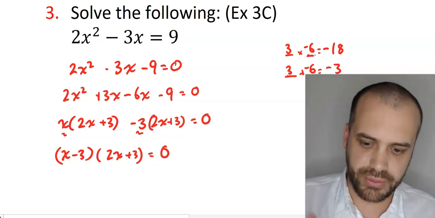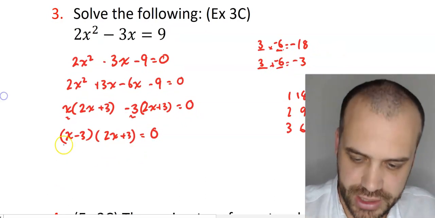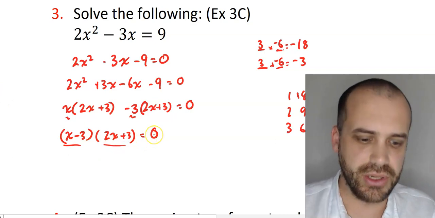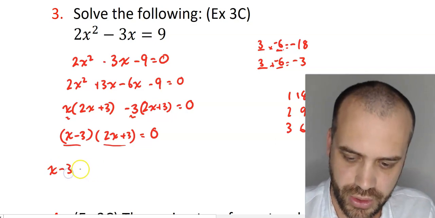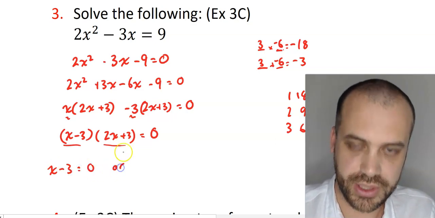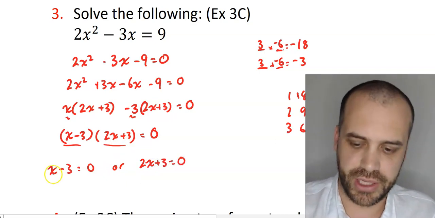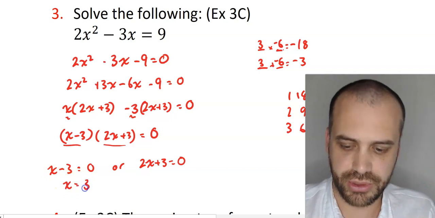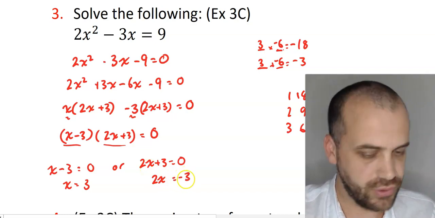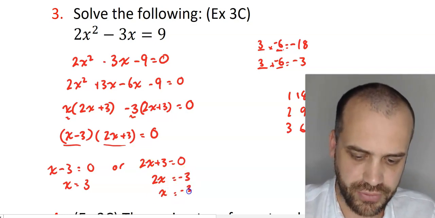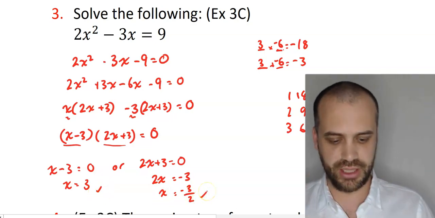Okay, after that, we use something called the null factor law. So that means that if this times this is equal to 0, the only way that could be true is if the first thing is equal to 0, or the second thing is equal to 0. And then we just solve both. So if x minus 3 equals 0, that means that x equals 3. And if 2x plus 3 equals 0, that means that 2x equals negative 3, which means that x equals negative 3 on 2. They are my two answers, x equals 3 or x equals negative 3 on 2.